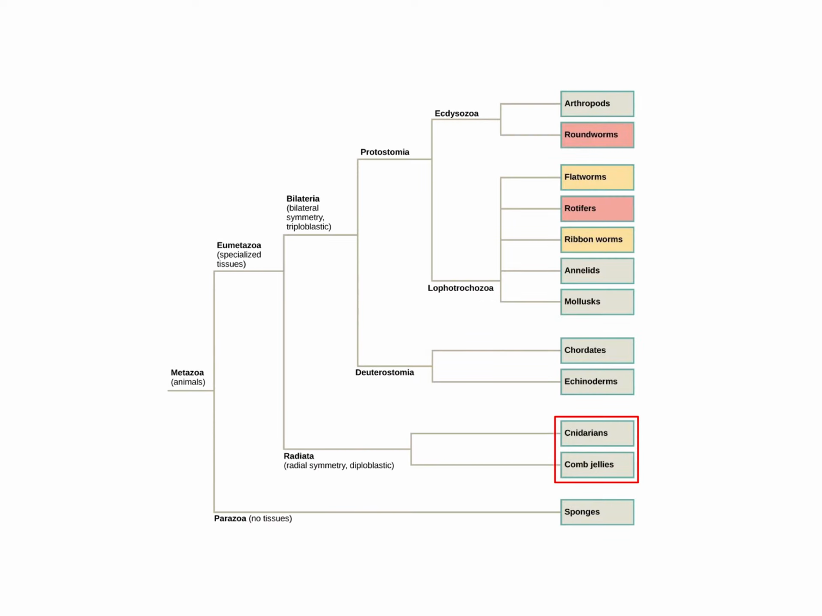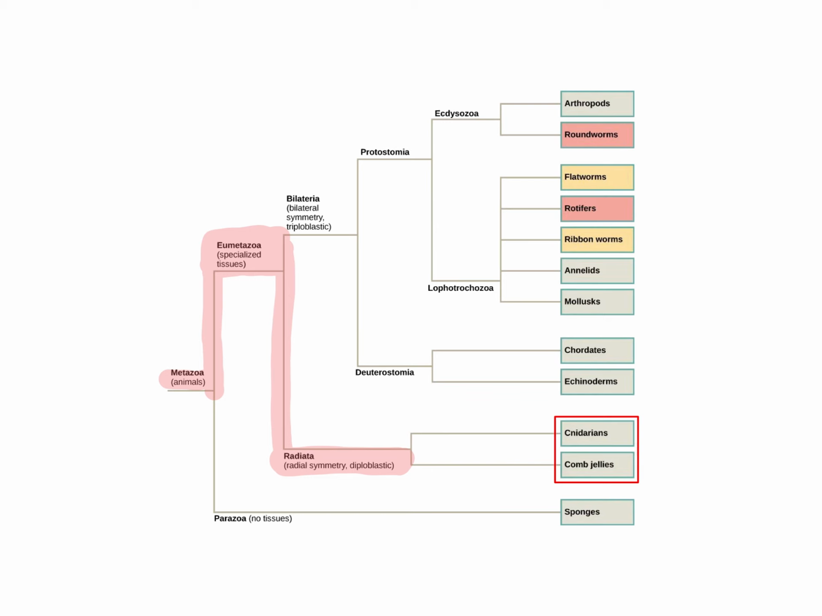In this video, we are still talking about animals. Remember, we're still talking about invertebrates, but we are going to be following a different lineage. First of all, we're going to be taking a look at animals that have specialized tissues. These are called the eumetazoa. And then we're going to be looking at this branch called radiata. And radiata means that the organisms in this classification have radial symmetry.